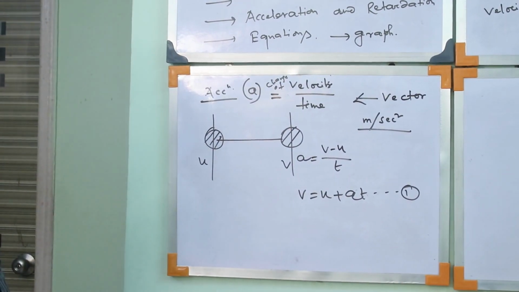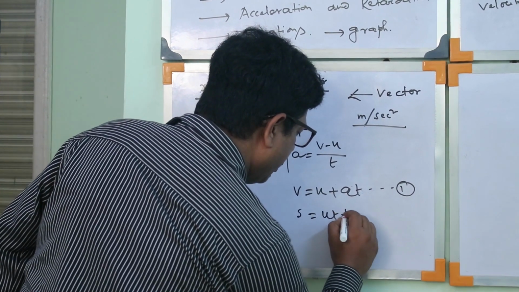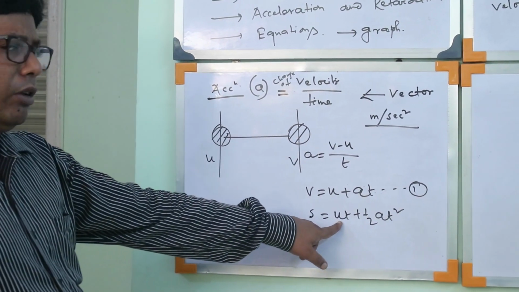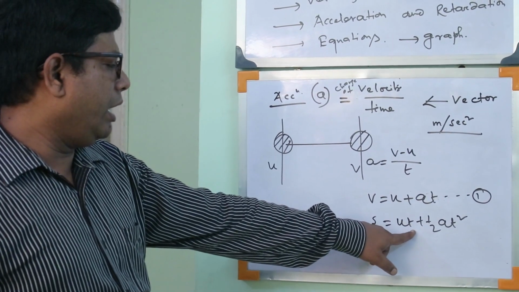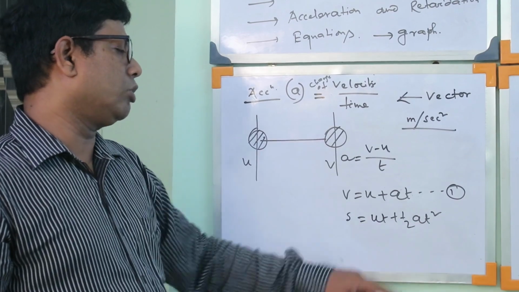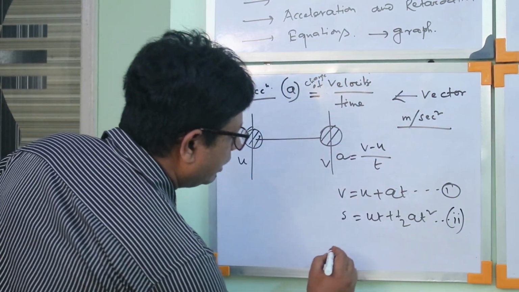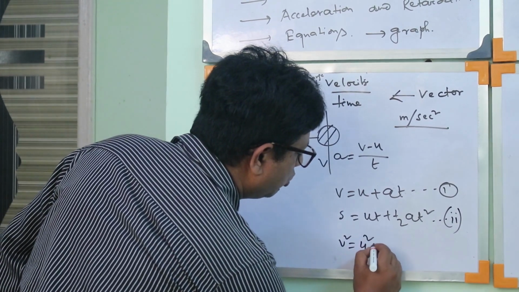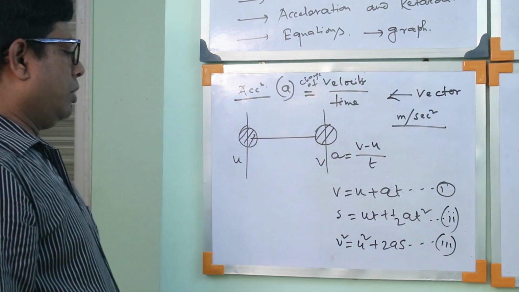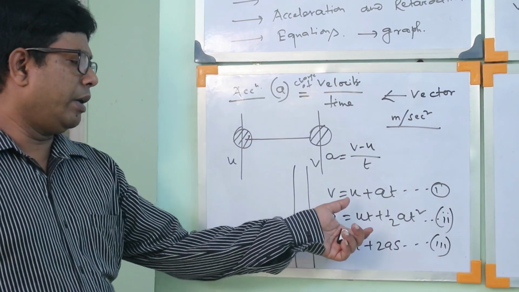Another equation is s is equal to ut plus half at square. That means an object moving with initial velocity u, after time t, with acceleration a, has displacement s equal to ut plus half at square. This is equation number 2. And the third equation is v square is equal to u square plus 2as. This is the third equation. So these are the equations of motion. You have to remember these.